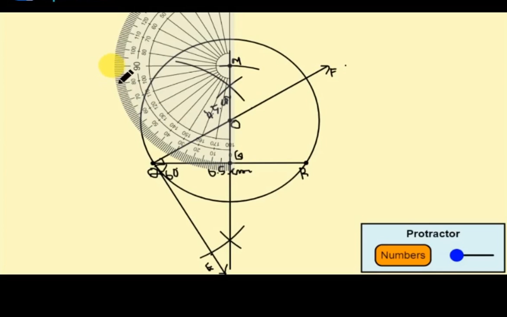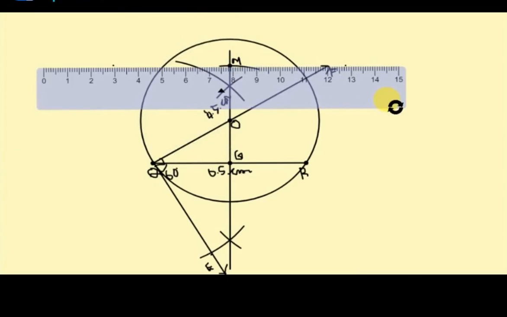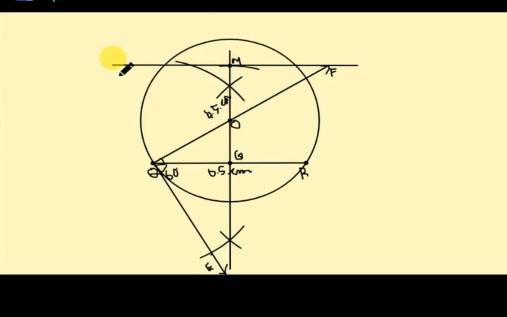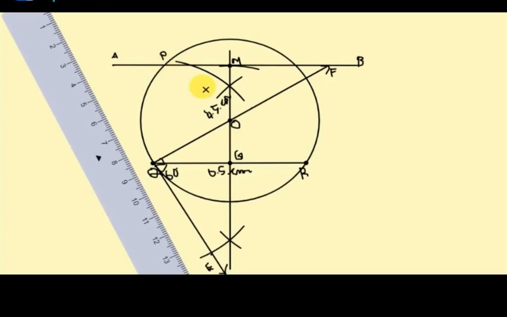After marking this, take your scale and join the 90 degree dots through the M point. You will get a straight line. So now this is our point A and this is our point B. The point where the AB line cuts the circle is our P point.